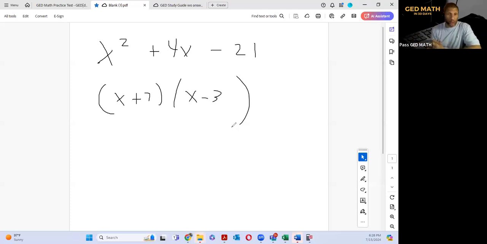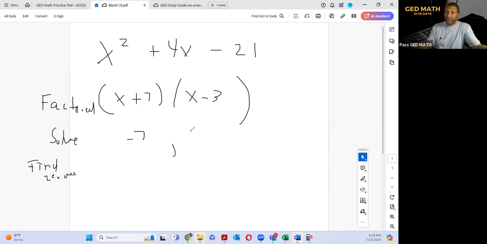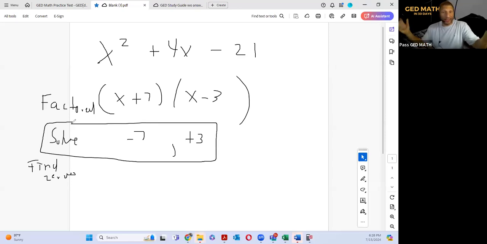That's why knowing your multiplication tables, knowing your factors, is very important. If your coefficient is 1, on the GED, you should be able to factor it and solve it. To solve it, you've got to find your zeros. What values of x make this 0? The opposite of plus 7, minus 7. Opposite of minus 3, plus 3. So the solutions to this quadratic equation are minus 7 and 3.